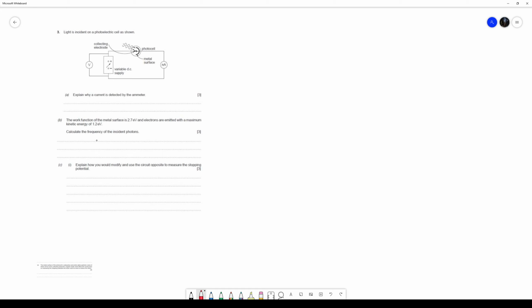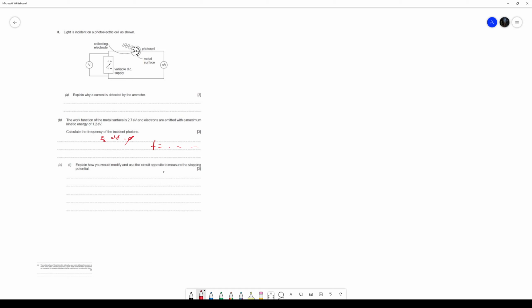Calculate the frequency. So again, we use the idea that maximum kinetic energy is hf minus phi. This is given in electron volts, so we'd have to be a bit careful here, and we'd say frequency is that plus that divided by h, and then convert into joules.